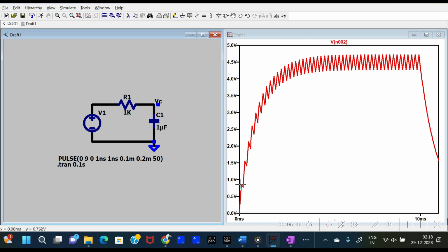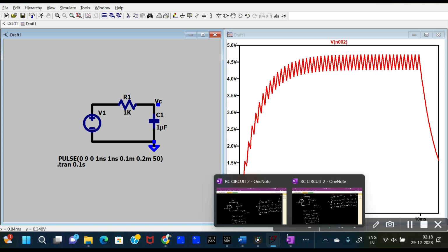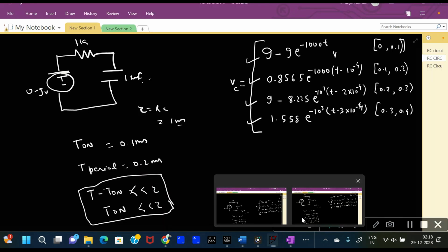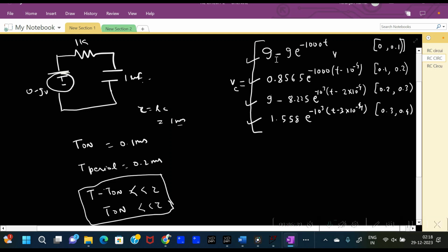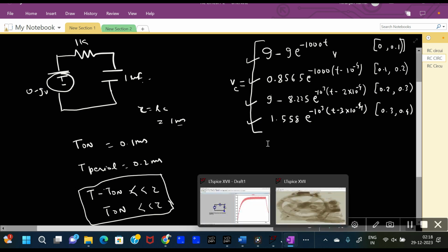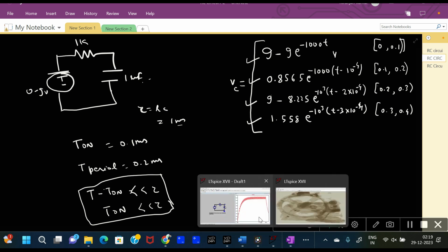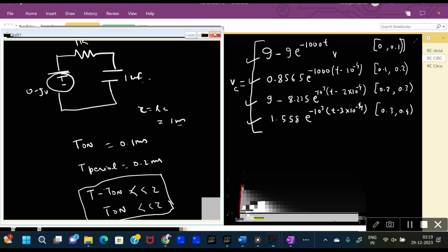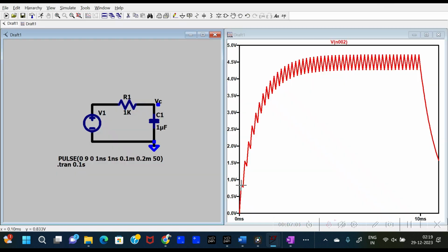So what is the exact value? You can find out using the equation discussed here. This is the charging equation of the capacitor. At 0.1 milliseconds, if you want to find the voltage, you put t equals 0.1, which gives the value 0.8565. So this is the value we get after the very first charging of the capacitor. The capacitor has attained 0.8565 in 0.1 millisecond.